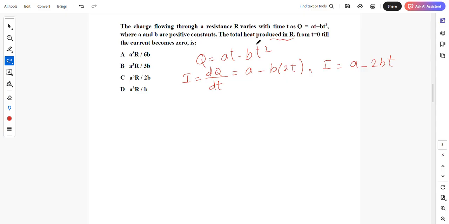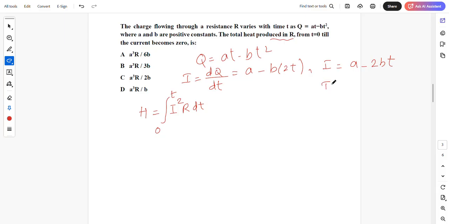What is the formula for heat? I is variable here. Therefore the formula for H is the integral of I square R dt. You have to integrate this with respect to t, from 0 to t. These are the limits of integration. How to calculate t?